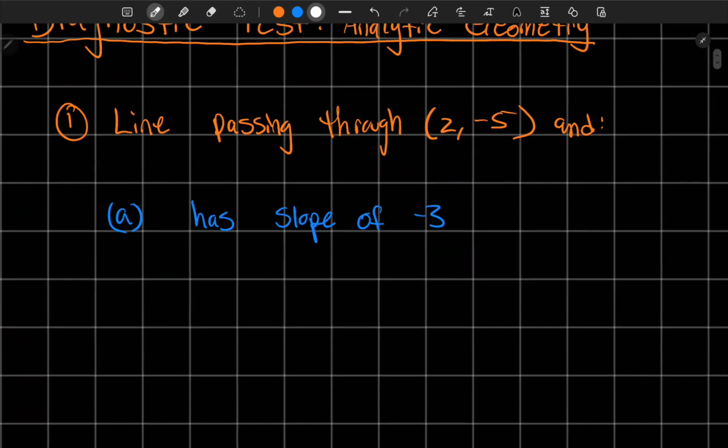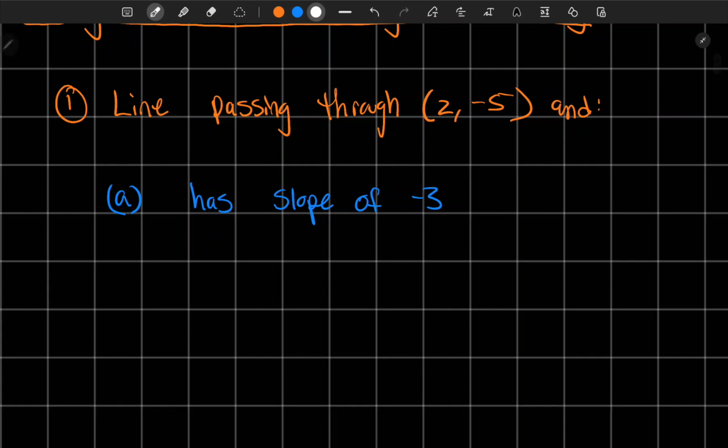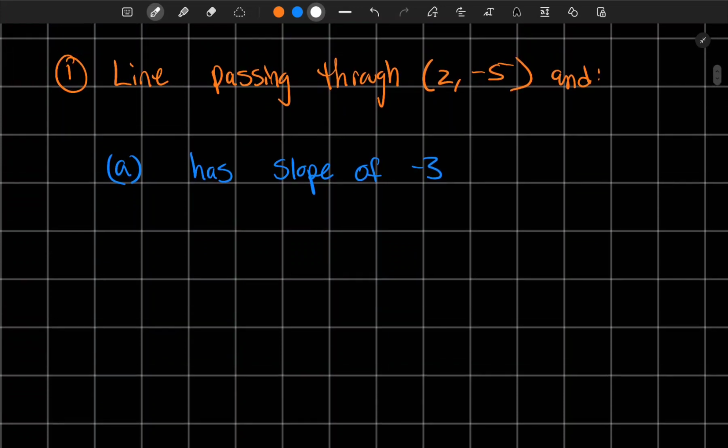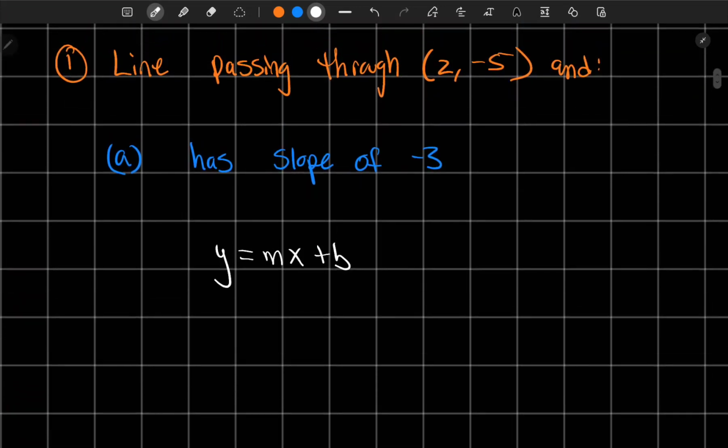And suppose that this line has a slope of -3. Well, to start, we wish to find the equation for this line. Equations for lines take the form y equals mx plus b. Well, we know that m is equal to -3 because m is our slope. And further, we can plug in the values of 2 and -5 for x and y because we know that the line passes through this point. So it has to solve the equation y equals mx plus b.